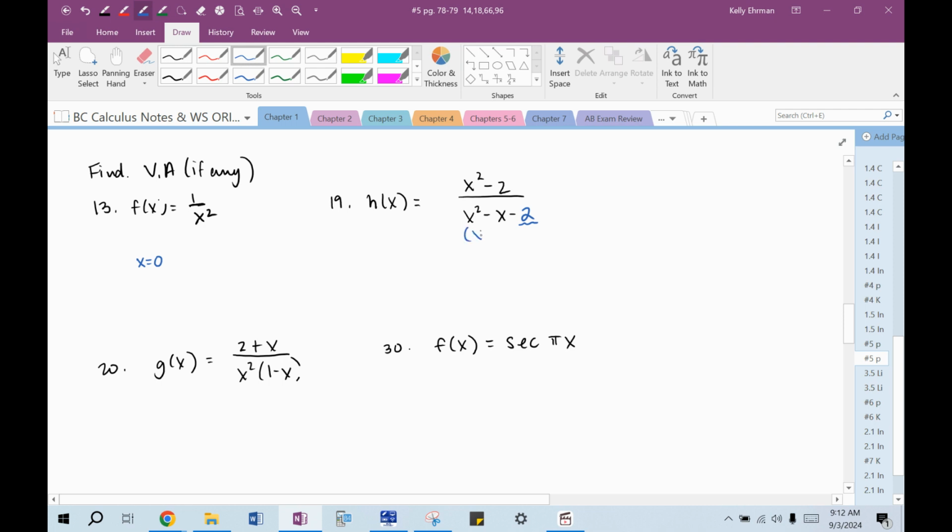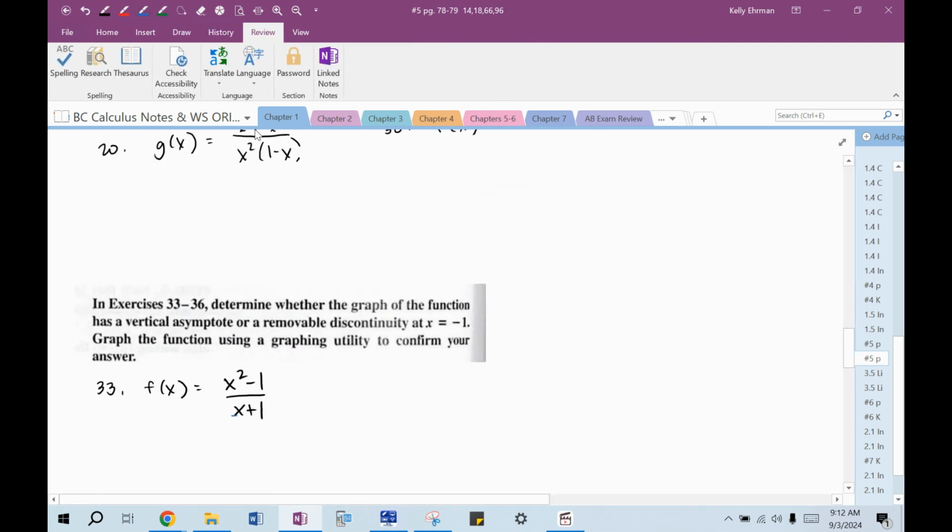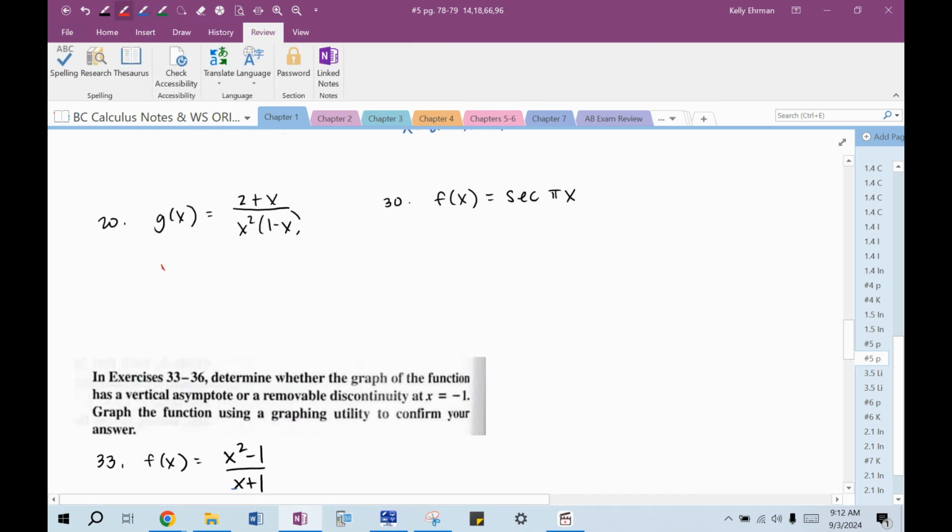Okay, so factor. The numerator does not factor into x minus 2 and x plus 1, so there are no holes in this graph. So there are 2 vertical asymptotes at 2 and at negative 1. For the next one, again, nothing cancels for number 20. So there's a vertical asymptote at 0, and there's one at 1.